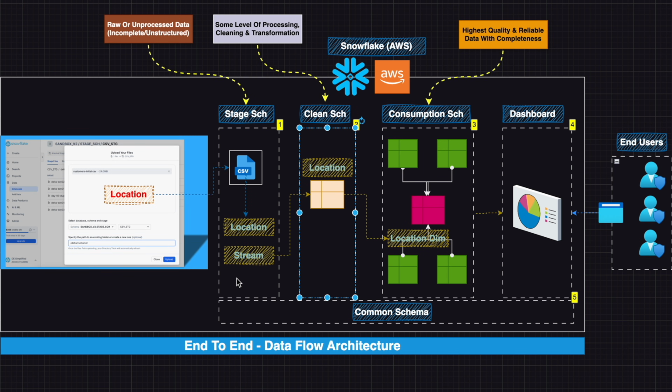So if you look at this diagram, this is my stream object, and when I'm going to populate data into my clean schema under the location table, the data will not come from this location table. Rather, it will come from this stream to the location table. And I will show you what I mean by that.